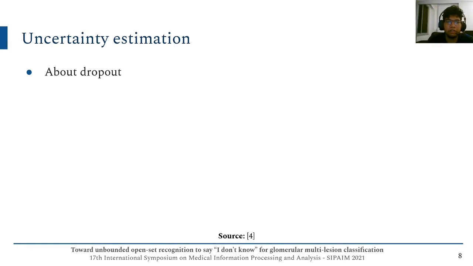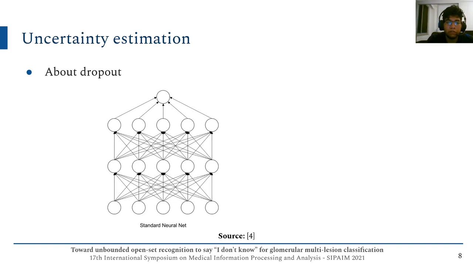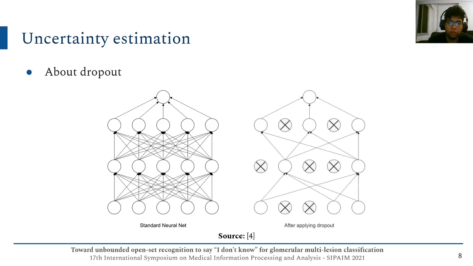Now about uncertainty estimation. An uncertainty estimation method used was Monte Carlo dropout, but let's talk about dropout first. Here we have a standard neural network where all nodes are fully connected to every forward node. On the right, we can see the same network after applying dropout. The dropout defines a probability P to turn off any node. This method is frequently used during training as a regularization tool.